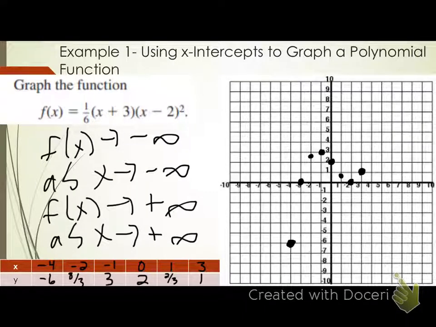Now that I have all my points that I want, and I know the end behavior of my function, I'm going to draw the graph so it passes through the plotted points and has the appropriate end behavior. So I know it's going down and to the left. It's coming up and curving through all my points. And it's going up and to the right. So there would be the graph of my polynomial function.